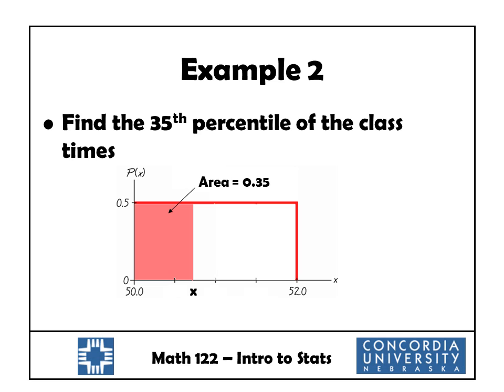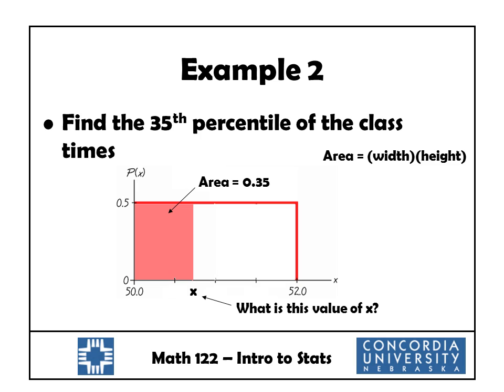We shade to the left because percentiles are always shaded to the left. And that area is 0.35. We want to find the corresponding x value. Well, this one's not quite so easy to figure out just by reasoning through it, so we'll have to do a little bit of arithmetic.